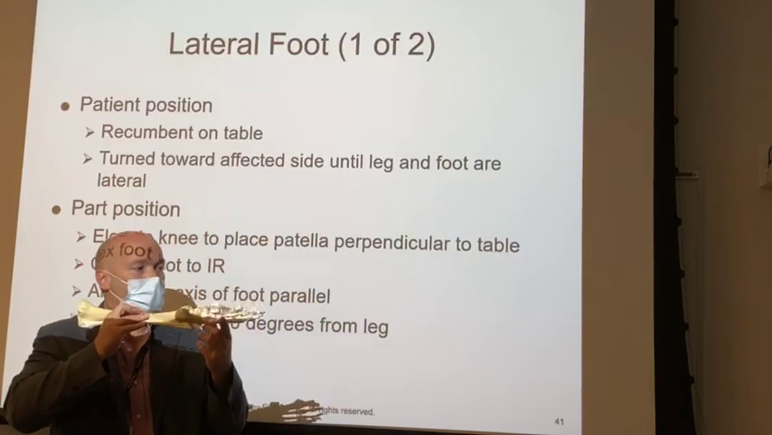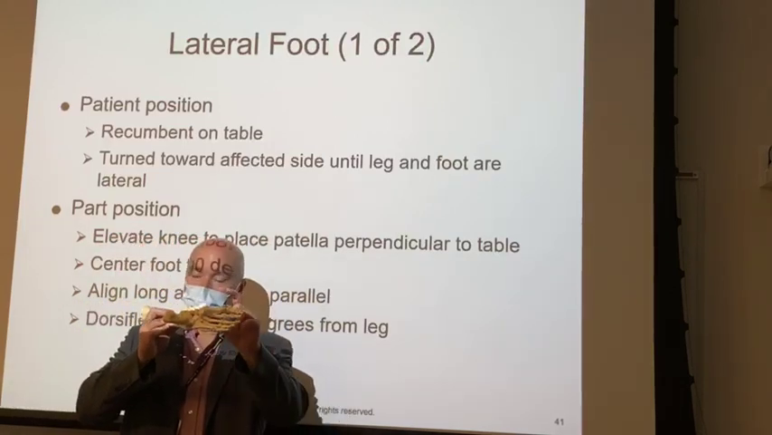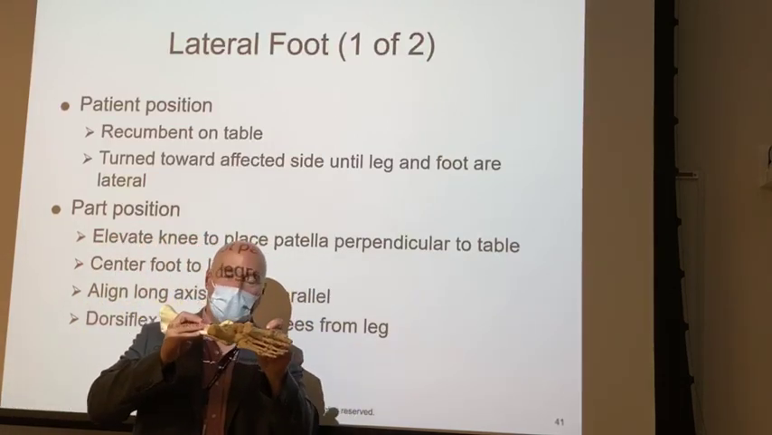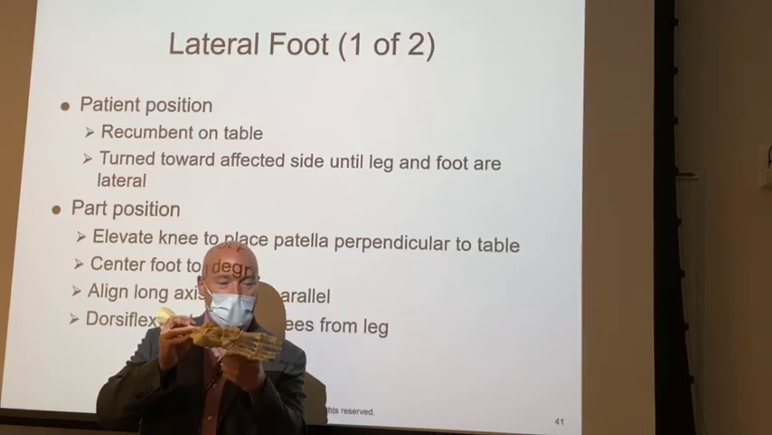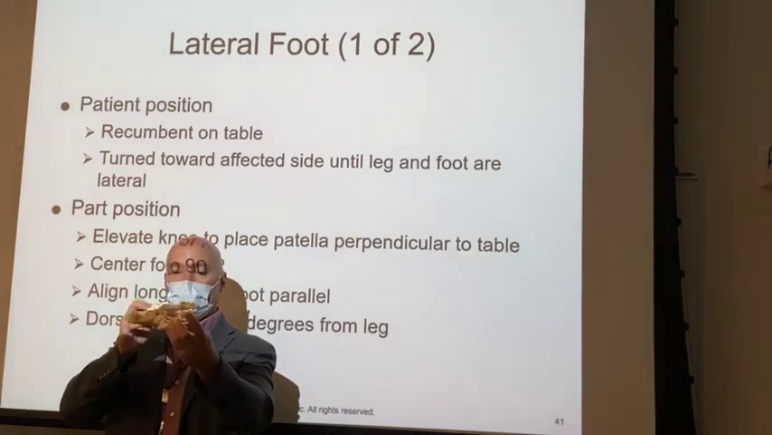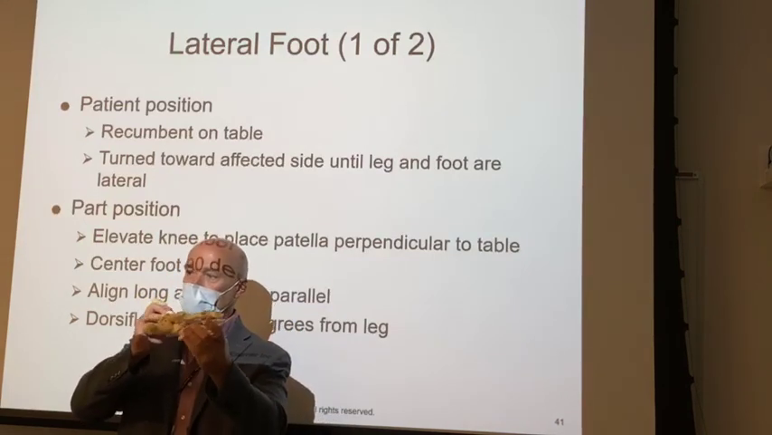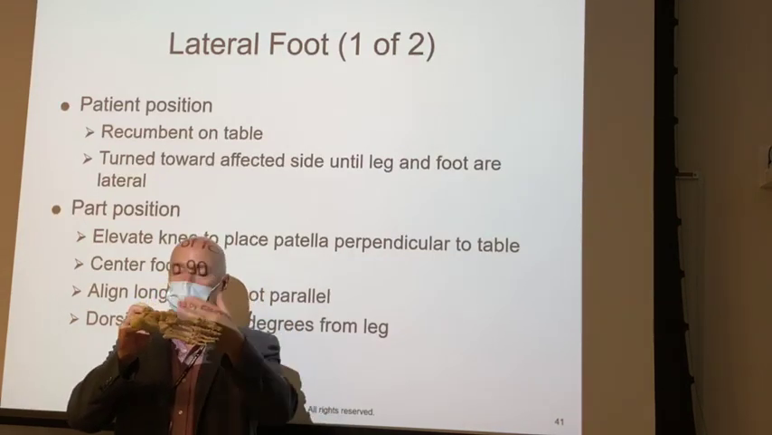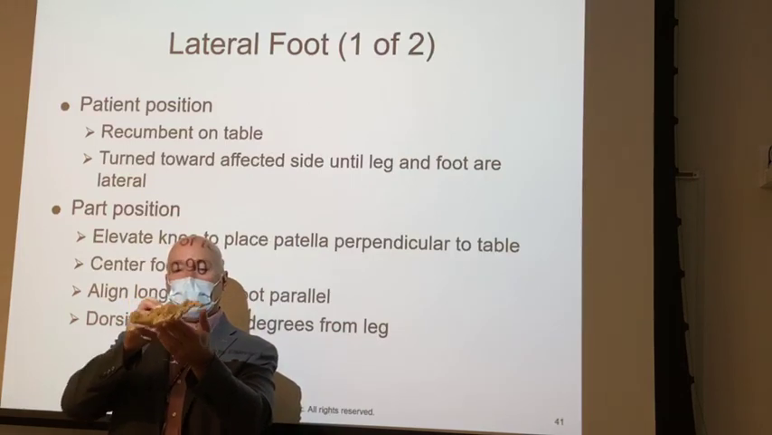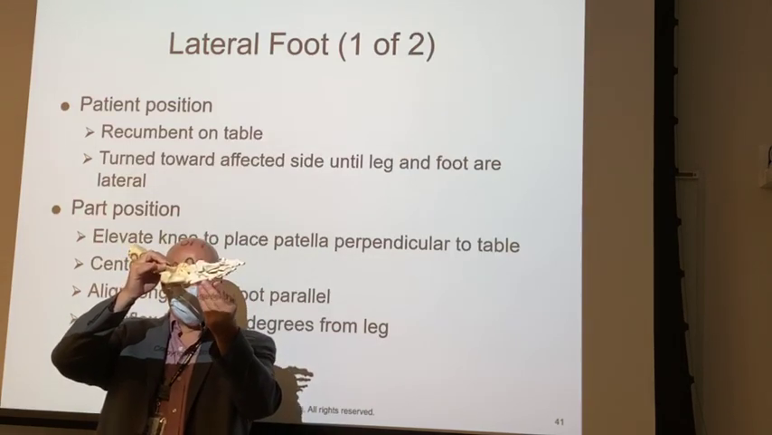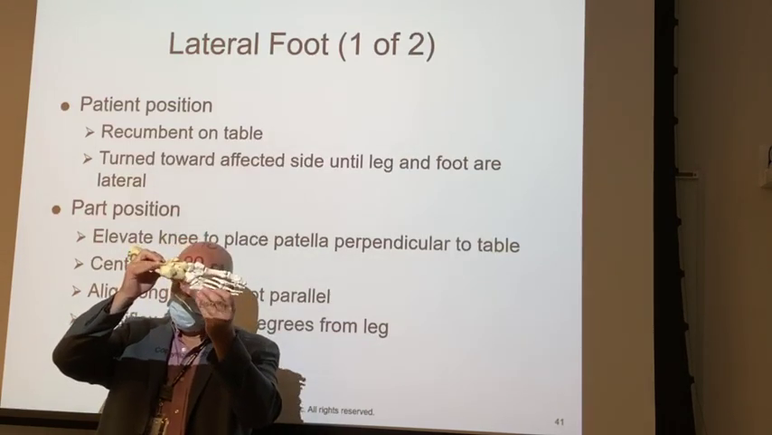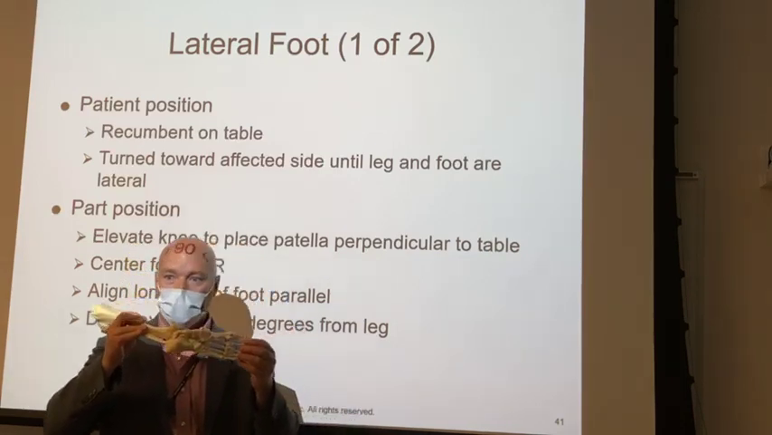Okay? So on your lateral foot, if you're rolling the patient onto the side affected, so that the lateral side is down, what you need to do is dorsiflex the foot. Dorsiflex means to pull the toes back, not point the toes, pull the toes back until they're at a 90-degree angle. And what will happen is that supination of the foot will straighten out. Okay, so you'll get more of a true lateral of the foot.